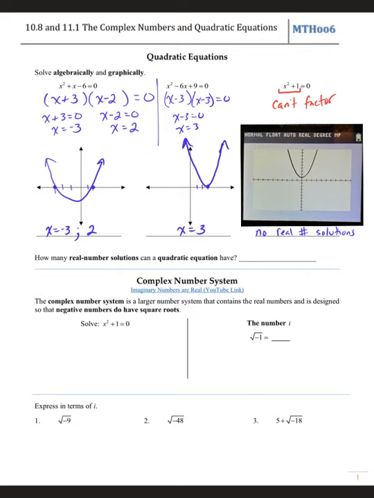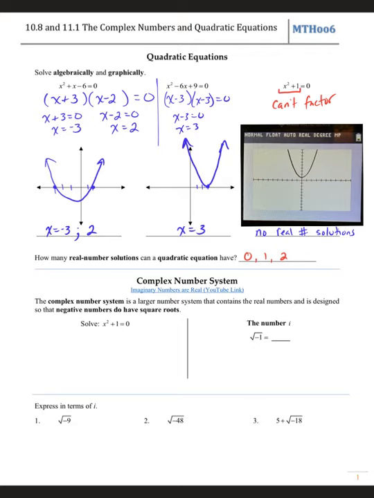So the next question says, how many real number solutions can a quadratic have? You see here we have two solutions. Here we only have one solution. Here we have no solutions. So how many can they have? They can have 0 solutions, 1 solution, or 2 solutions. Can you have more than that? No, you cannot, because the highest exponent is a 2 in a quadratic. That means at most you can ever have is 2 solutions.